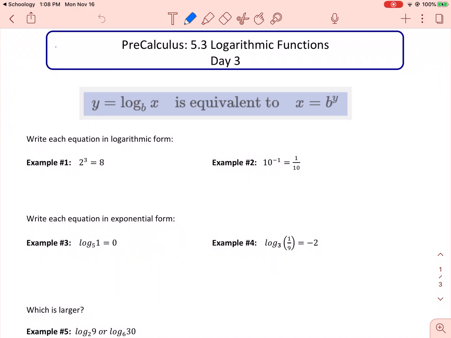Welcome to section 5.3. We're talking about logarithmic functions, day 3. So the big thing to take away from today is that y equals log base b of x is equivalent to x equaling b to the y. They look different, yes, but the main takeaway is that the log is the exponent.